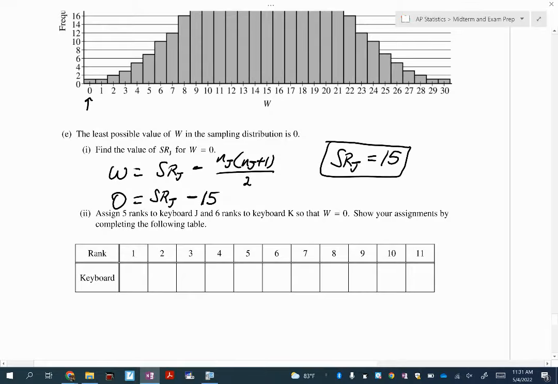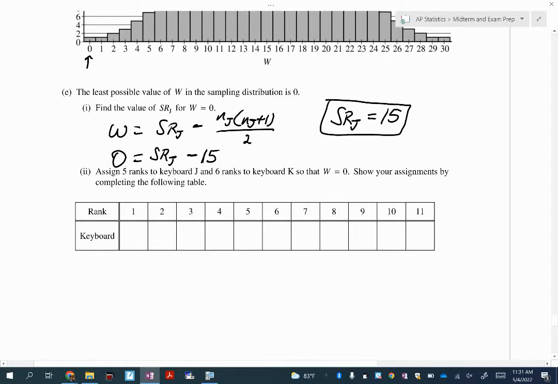So it's saying, okay, reorder, reshuffle the table to make this true. Well, what I noticed when I was doing this is that if you did the first 5, right, remember there's only 5 keyboard Js. If you do the first 5, that's 1 plus 2 is 3, 3 plus 3 is 6, 6 plus 4 is 10, 10 plus 5 is 15. So the way to get 15 is just do the first 5 ranks. So that'd be the 5 lowest times. Then K, all the way for the rest of them.